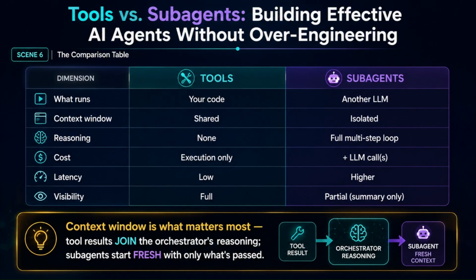On cost, tools cost only their execution time. Subagents cost one or more additional LLM calls stacked on top. On latency, tools are low latency, a single function call. Subagents are meaningfully higher, a full inference cycle or several. On visibility, tools give you full visibility, the result sits directly in the orchestrator's context. Subagents give you only partial visibility, a summary with the reasoning hidden. The context window distinction matters most of all. A tool result joins everything the orchestrator is already reasoning about. A subagent starts completely fresh with only what the orchestrator explicitly chose to pass it.